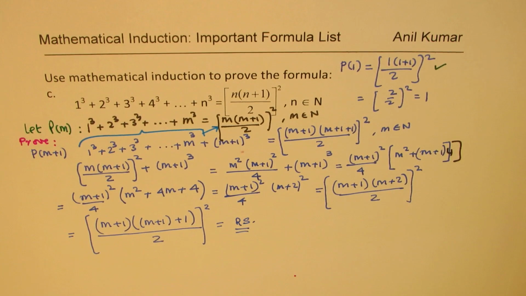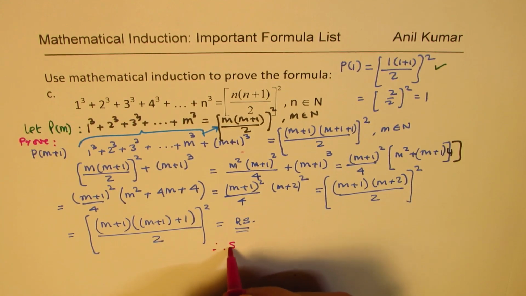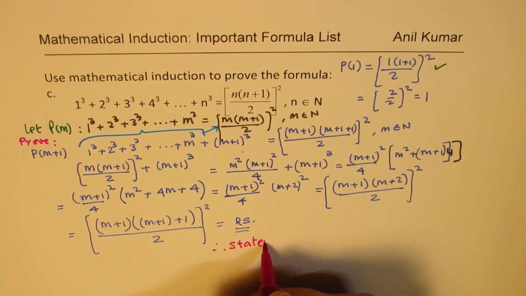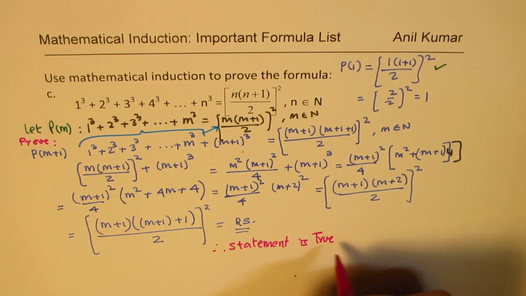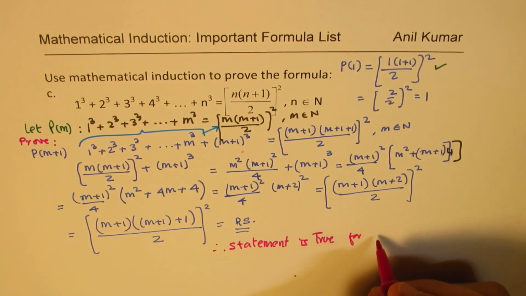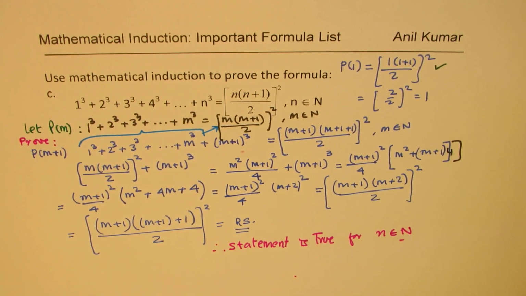So we have shown that this formula works for P of m plus 1. Therefore, the statement is true for n belonging to natural numbers, for all n, since it is true for m plus 1 also. It has to be true for all natural numbers.